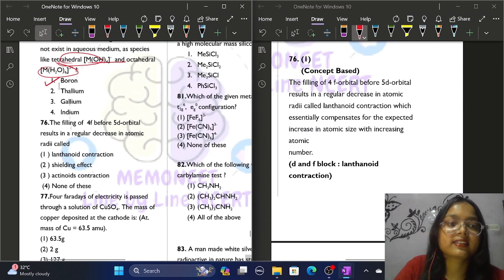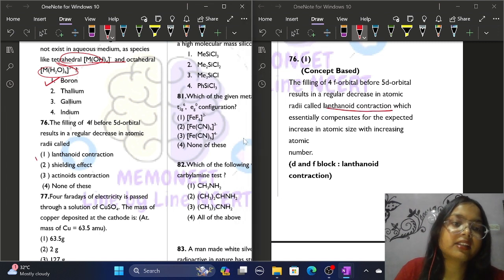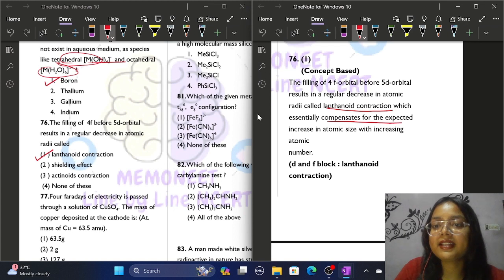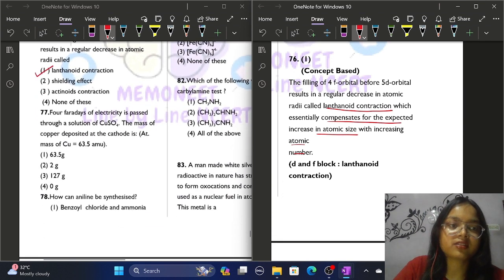Question number 76. The filling of 4f orbital before 5d orbital results in a regular decrease in atomic radii. It is called lanthanoid contraction. So lanthanoid contraction is the correct option, and it essentially compensates for the expected increase in atomic size while increasing atomic number. So these both are compensated in lanthanoid contraction.